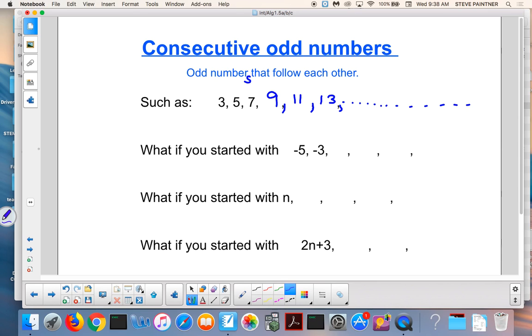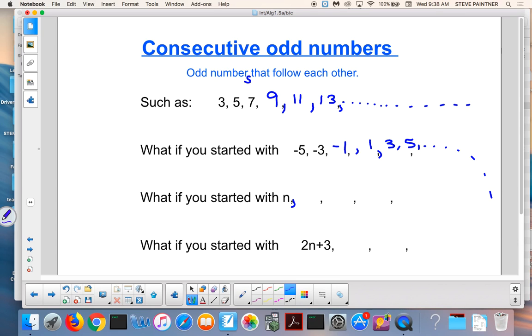Okay. What if you started with -5? The next one would be -3. The next one? -1. Then? 1. Yeah, you skip 0 and go to 1. Then what? 3, 5. That's easy, right? Okay, that's easy because I gave you numbers. What if you started with not a number, you started with a variable n? And what's the next odd number?